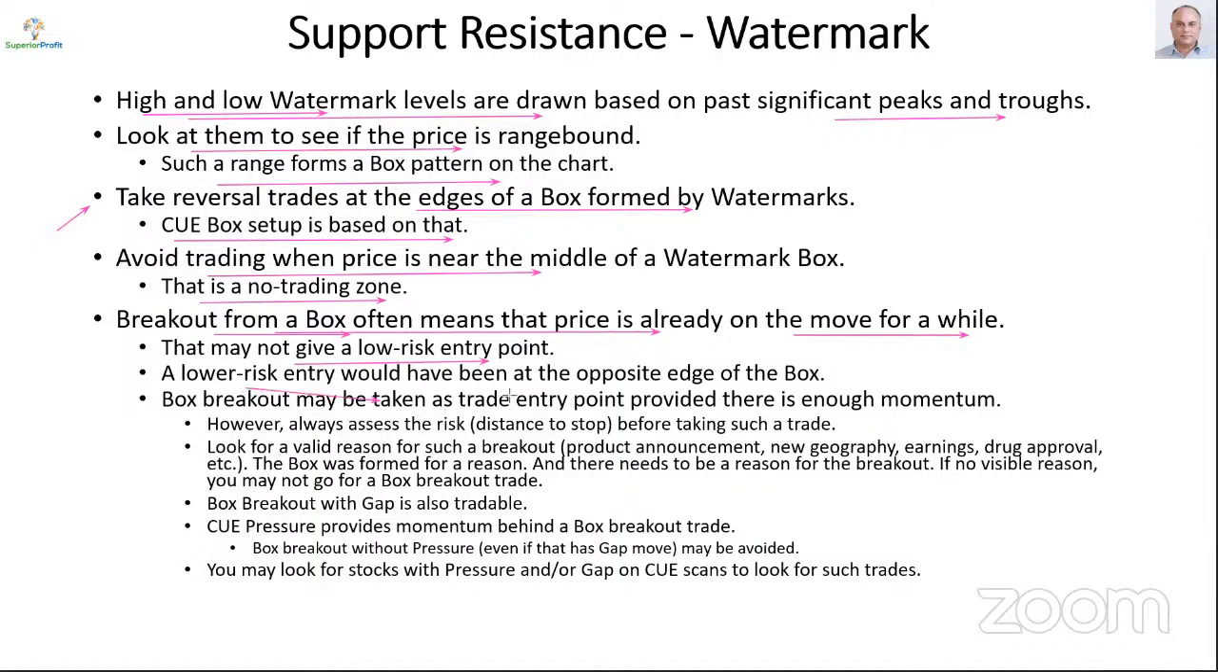A lower risk entry would have been at the opposite edge of the box. So if we are thinking of long box breakout, instead of that, we might take a box long trade, not breakout, box long trade at the support edge of the box. That would be the Q approach.